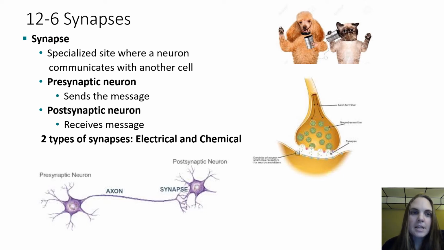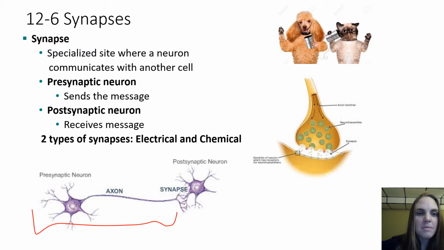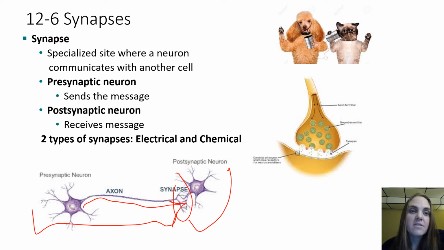And some terminology at the synapse, we have the presynaptic neuron, which is going to be the neuron that's sending the message. So that message is going to travel down that axon to the synapse. And then this postsynaptic neuron is going to be the neuron receiving the message. And we have two different types of synapses. We have electrical and chemical synapses. And we'll talk more about synapses in the next lecture.